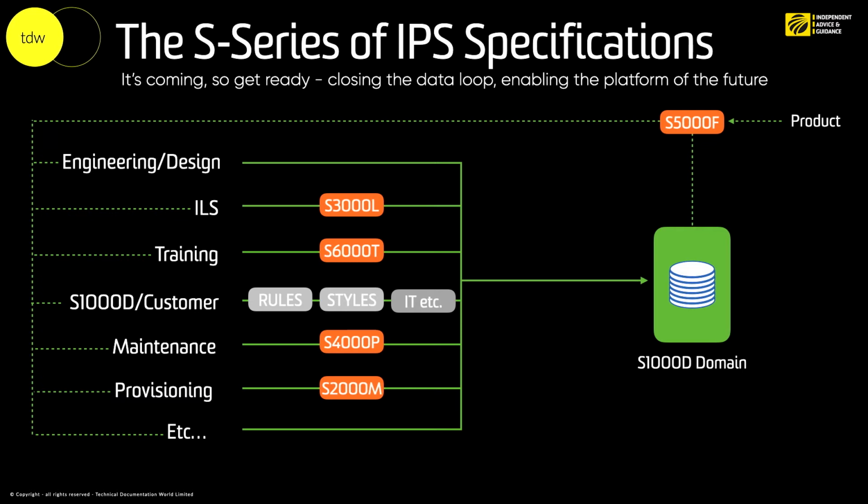So the S-Series of integrated product support specifications is going to enable us to really link all of these data structures right the way from the early design phases all the way out to the product actually being out in service, and how we can bring them back together. But your question was, can we use the CSDB to actually support these other S-Series specifications?